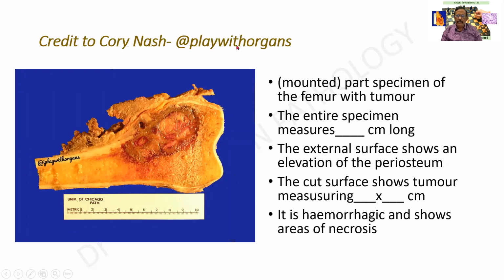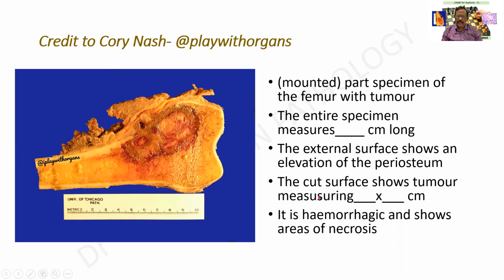Courtesy to the reference, this is a mounted part specimen of the femur. I'm using the word part specimen because it has been amputated along with the tumor. The entire specimen measures dash centimeters long. You are supposed to measure the specimen that you have got in your college. The external surface shows an elevation of the periosteum. There is an elevation that I'm able to see over here.